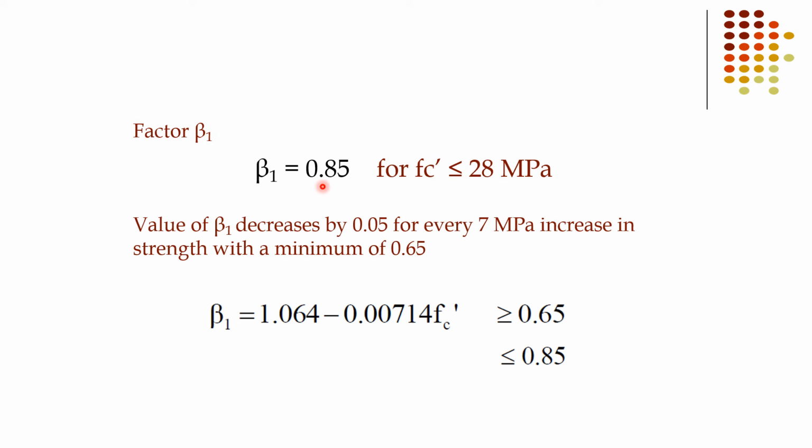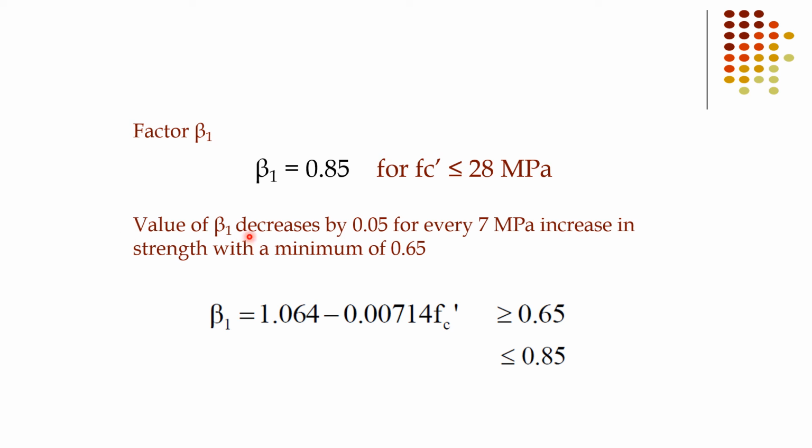Beta 1 value will be 0.85 if the concrete compressive strength is less than or equal to 28 megapascal. Now the value of beta 1 decreases. Before describing the sentence, I will just explain a little bit. When the Fc prime is less than or equal to 28 megapascal, 0.85 is the beta 1. As the compressive strength of concrete increases, this value starts reducing. Okay, when the value of Fc prime starts increasing, this value starts reducing.